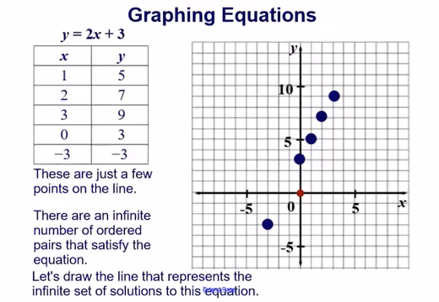And so we end up with a completed table with ordered pairs of (1, 5), (2, 7), (3, 9), (0, 3), and (-3, -3). So these are just a few points on the line. These are 5. But there are an infinite number of ordered pairs that satisfy this equation, so we're going to draw a line through these points that represents the infinite set of solutions to this equation. And we can do that by just using a straight line and connecting the 5 ordered pairs.